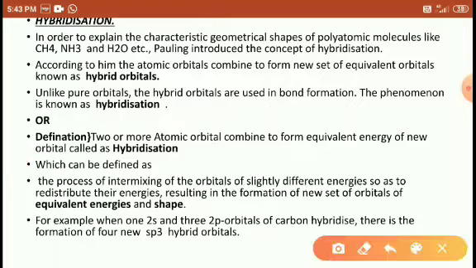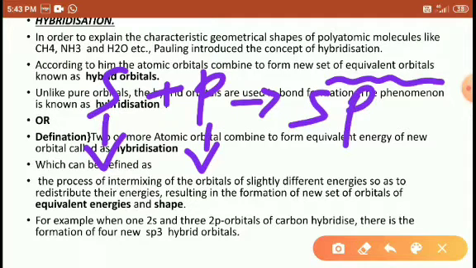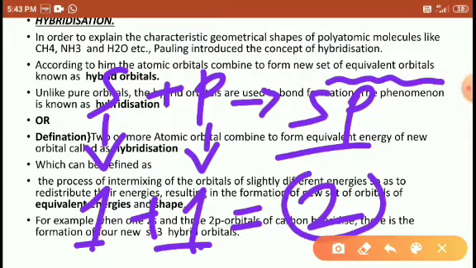How is the new energy formed? What is the meaning of equivalent energy? Equivalent energy means the s orbital has a different nuclear charge and a different repulsive force. P orbitals also have a different nuclear charge, repulsive force and shielding effect. So when both are combined to form an sp orbital, it is like 1 and 1 combined to form 2. So here we are adding, and the energy is increasing.